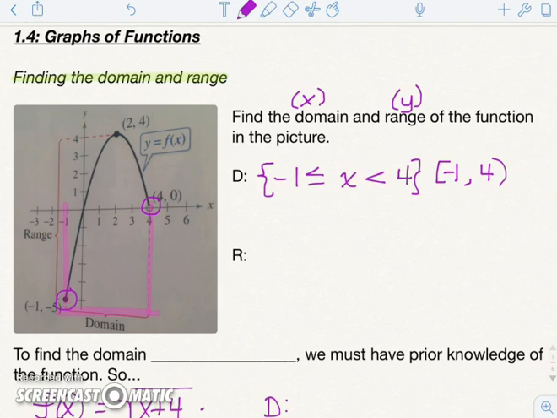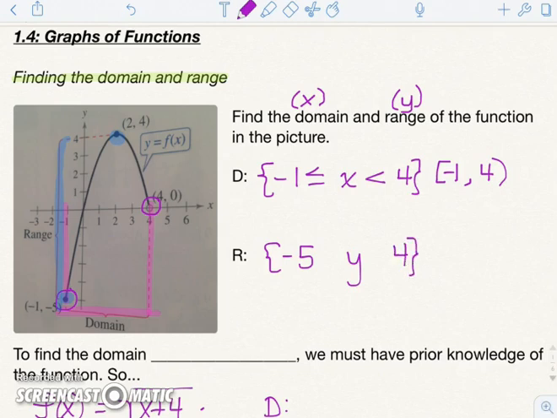So for our range, we're talking about our y values, and so we're going from, they tell us that our lowest y value is -5, and our highest y value is 4. So I'm going to be looking at -5, and then the y is in between here, and then it goes up to 4.